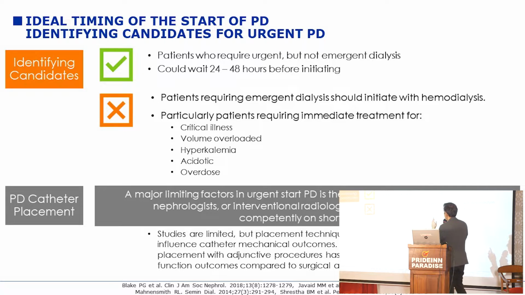What about, we talked about urgent PD. The ideal candidates are patients who require urgent but not emergent. So we should also be separating between urgent and emergent. With the urgent one, they can wait for like 1 or 2 days. And then what is not appropriate are those patients like hyperkalemia, acidotic, overdose, volume overloaded. These are emergent cases, so we should be starting them immediately.